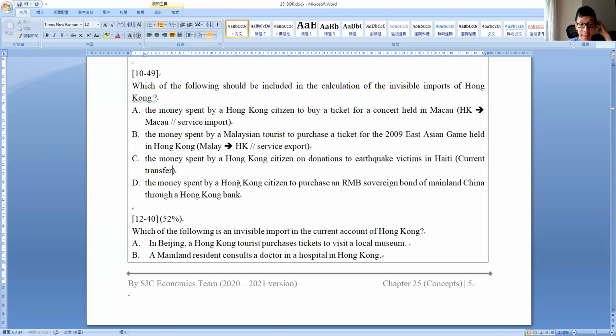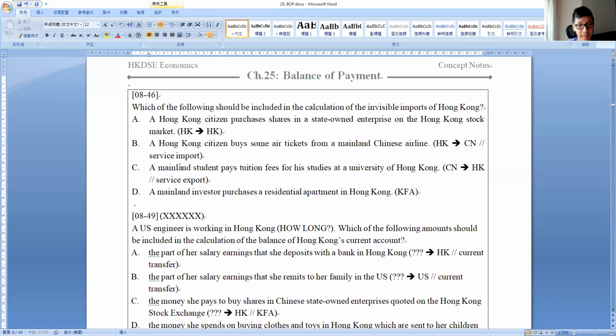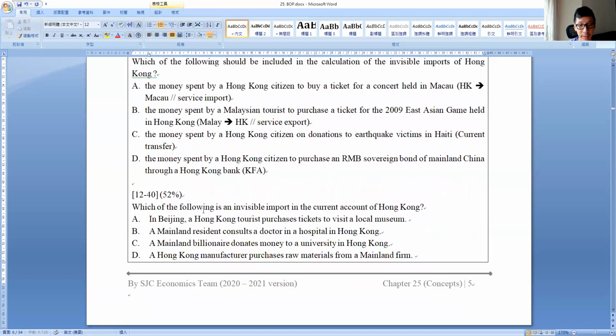Okay, and finally, money spent by Hong Kong citizen purchase renminbi sovereign bond. 好啦，見到 bond 即係咩意思啊？即係 KFA 咯，係咪？This is a KFA item, not an invisible import item. Okay, so answer would be A here. 好啦。我哋望一望12年啦，頂。Let's take a look at 2012.